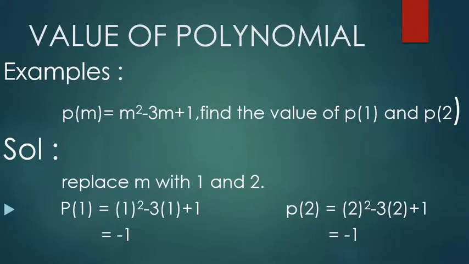Now we need to find the value of this expression. In the question it is given to find the value of p(1) and p(2). So we need to substitute 1 and 2 in the place of m, because they asked us to find the value of the polynomial when m is 1 and 2. So we just need to replace m with 1 and 2. If we substitute, then we get the answer as minus 1.